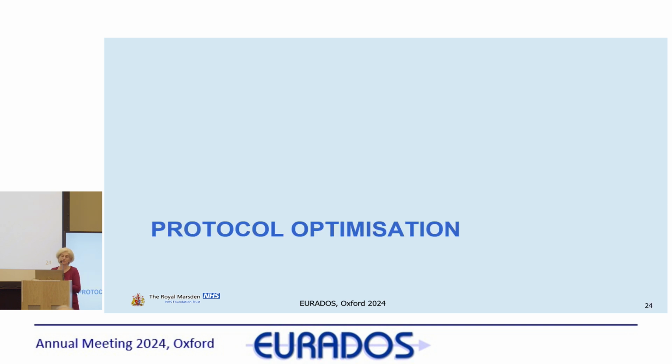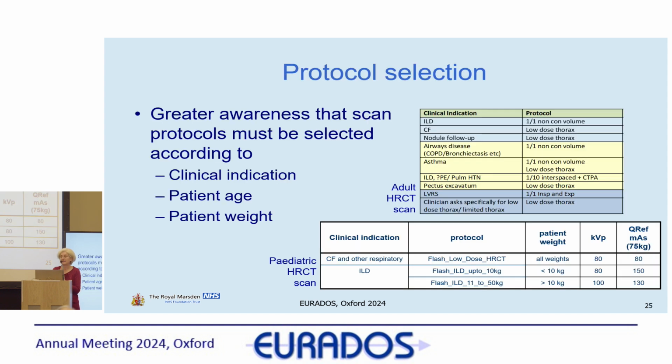I now want to move on to the last topic, which is protocol optimization. One of the things that has happened over the last 13 years or so is that departments are more aware now that scan protocols must be selected according to the clinical indication, the patient age, and possibly the patient weight. So this is an example from my own practice.